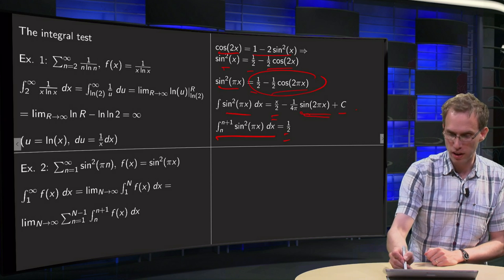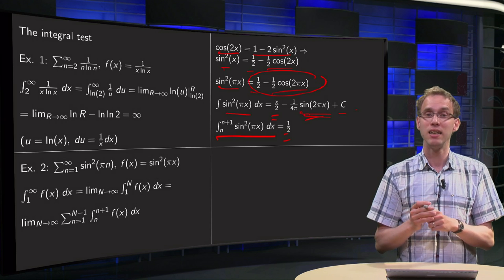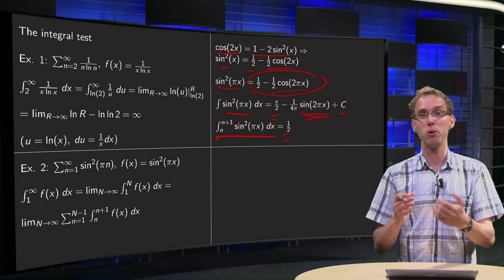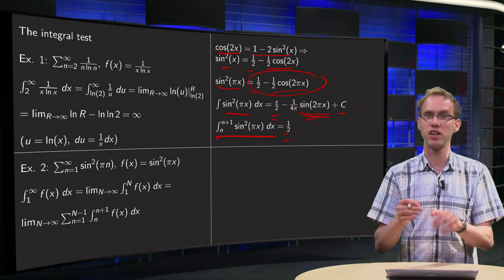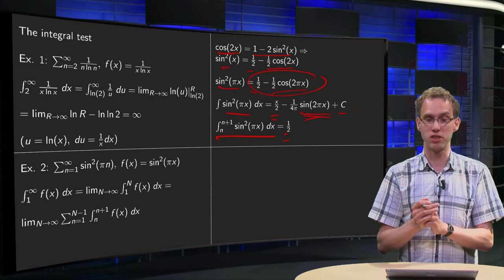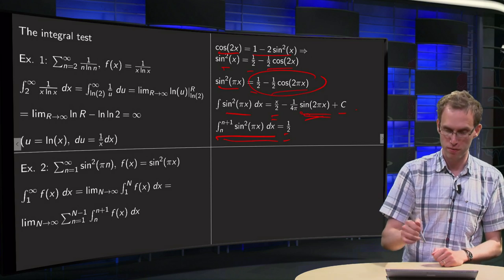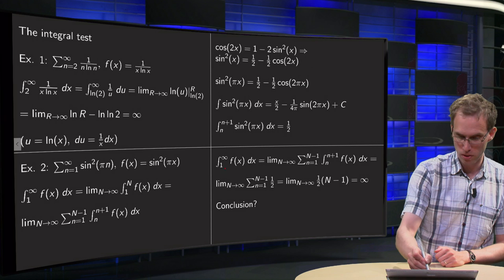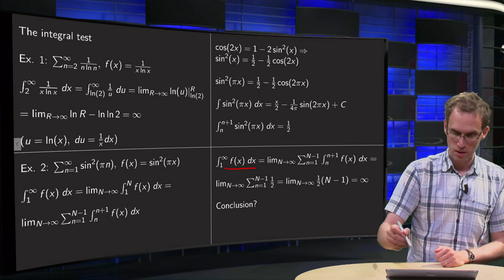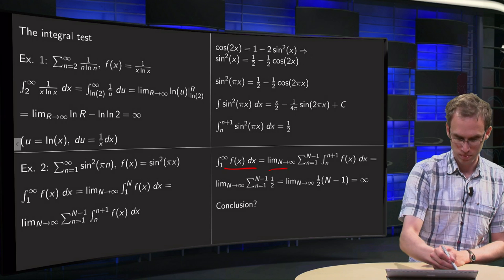But the terms from the sine 2 pi n are also all 0, because you have sine 2 pi, sine 3 pi, sine 4 pi, etc. So all those contributions cancel out. All those integrals are just 1 half. So now we can compute the full integral of f(x) dx, because we know that's the limit n to infinity of the sum here.